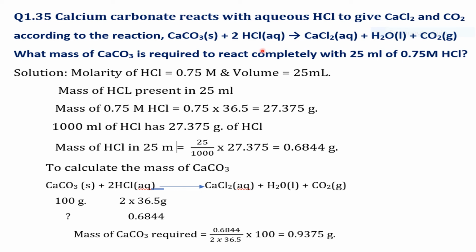From the balanced chemical equation given in the problem, calcium carbonate plus 2HCl, 100 grams of calcium carbonate reacts with 2 into 36.5 grams of HCl to get products. Now the available HCl is 0.6844 gram. Then what should be the mass of calcium carbonate required? So the mass of calcium carbonate required equals 0.6844 by 2 into 36.5 into 100, which is 0.9375 gram. Thus 0.9375 gram of calcium carbonate is required to react with 25 ml of 0.75 M HCl.